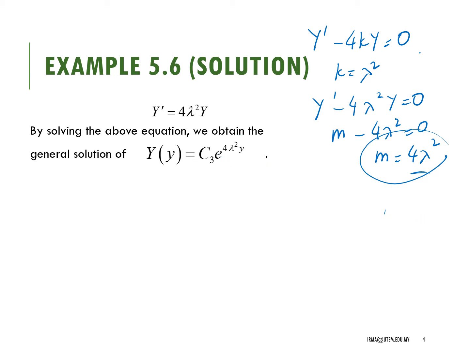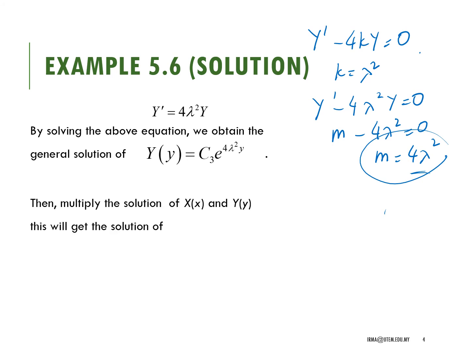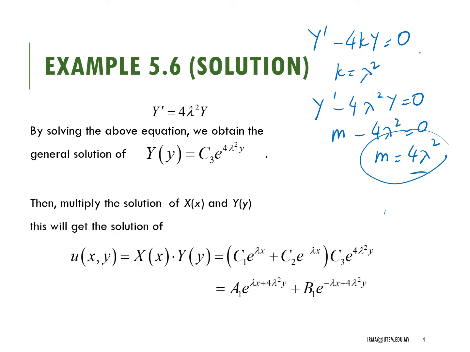So this is our y, and since we have already obtained the solution for x and y, you can combine them to get the final solution for the PDE by implementing case 2, which is k equal to lambda squared, k positive. So you will get this as your answer. This is from x and this is from y.